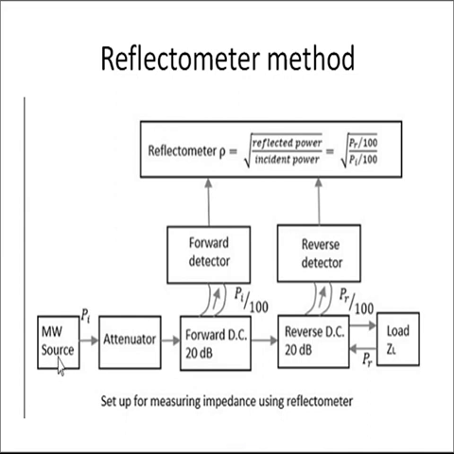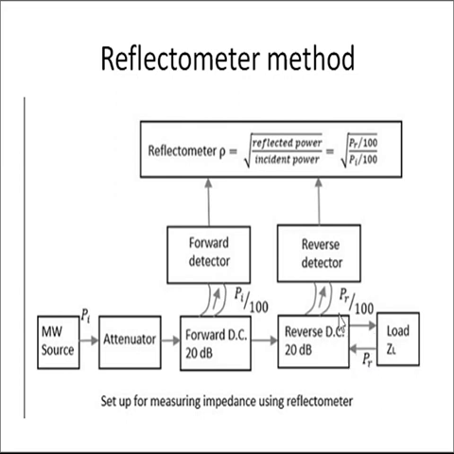First, the source generated signal will be transmitted through the attenuator. Through the attenuator, the directional coupler will direct the signal to two output ports. If this is port 1, this will be port 2, and this will be port 4 of the directional coupler. Here this forward directional coupler is directing some part of the signal to the forward detector, and this forward detector will measure the incident signal value and direct it to the reflectometer. Next, some part of the signal is transmitted through another directional coupler towards the load, and here we can have the problem of impedance mismatch.